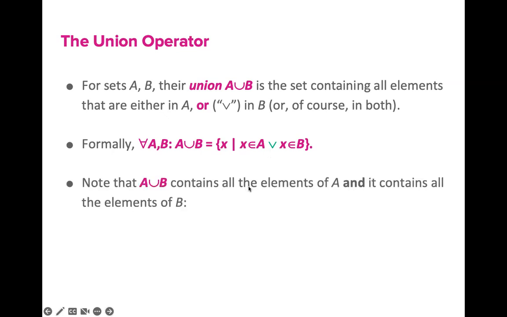Okay, so note that A union B contains all the elements of A, and it contains all elements of B. So therefore, we can say that for all A and B, the union of A and B will be a superset of A, and A union B is also a superset of B. So what we are essentially saying here is that A is simply a subset of A union B, and B is also a subset of A union B.